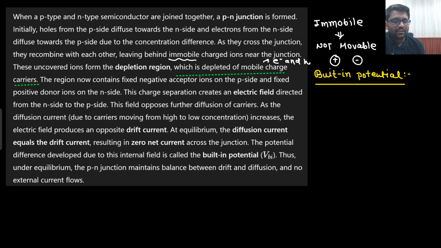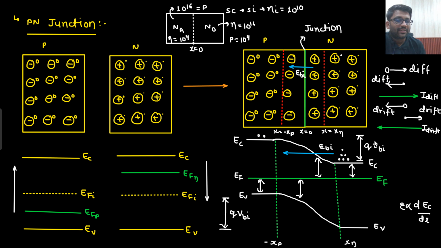So our matter of concern is now the expression of this built-in potential. So what do you think? What should be the expression of built-in potential? Have some patience and derive it on your own.